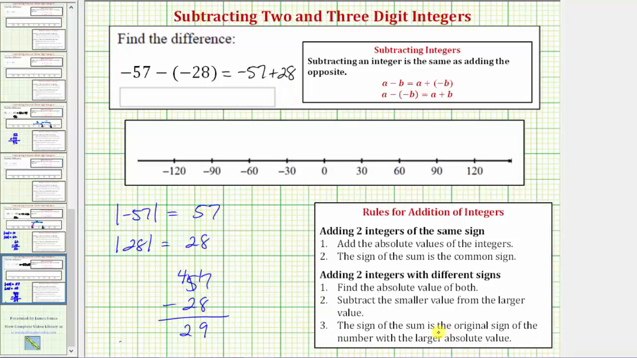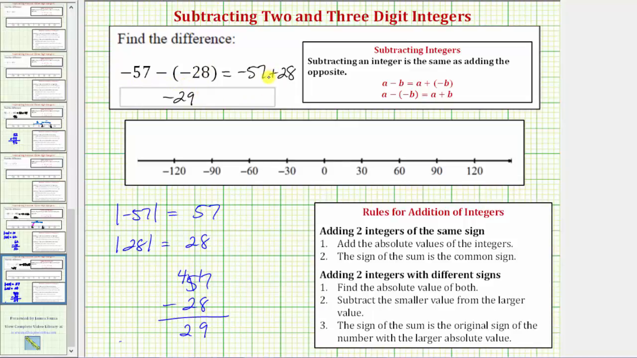The sign of the sum is the original sign of the number with the larger absolute value. So because negative 57 has the larger absolute value, the sum is negative 29. Negative 57 plus 28 equals negative 29, and so does negative 57 minus negative 28.